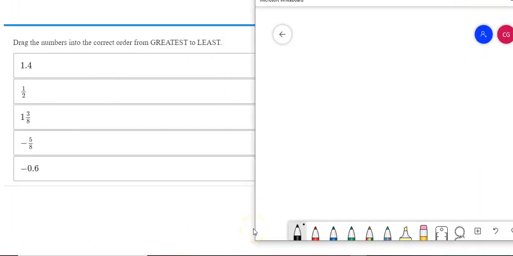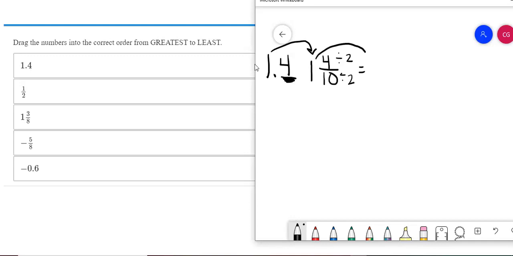Okay, the first one I have is 1.4. The 4 is in the 10th spot. The 1's just going to move on over. So I have 1 and 4/10. I then need to simplify that. My 1 keeps going over. 4 divided by 2 is 2, and 10 divided by 2 is 5. So then we have a half right here, and 1 3/8.